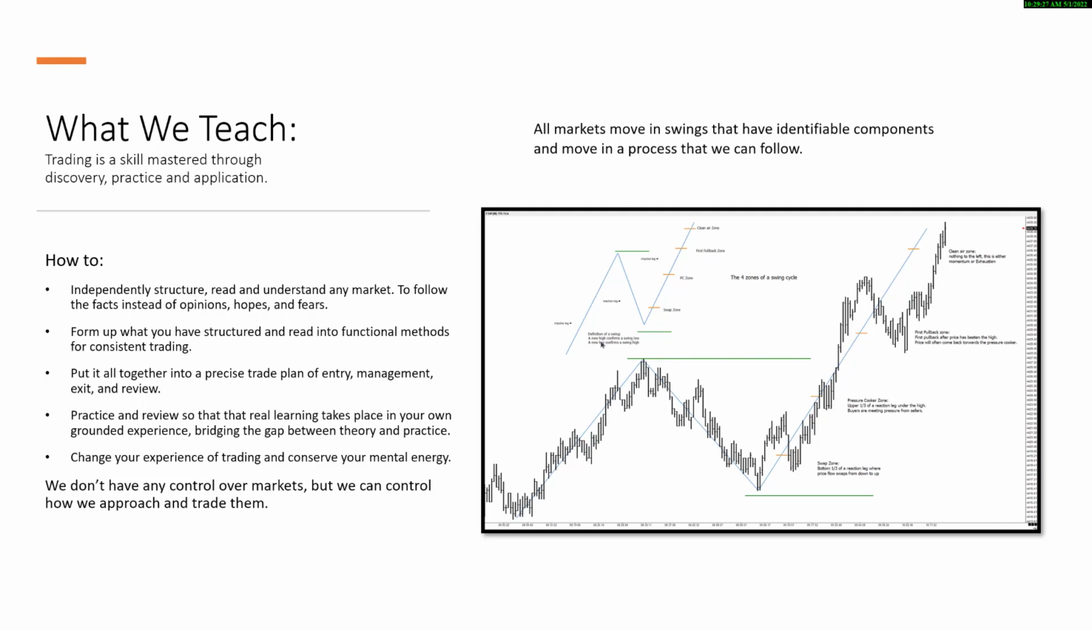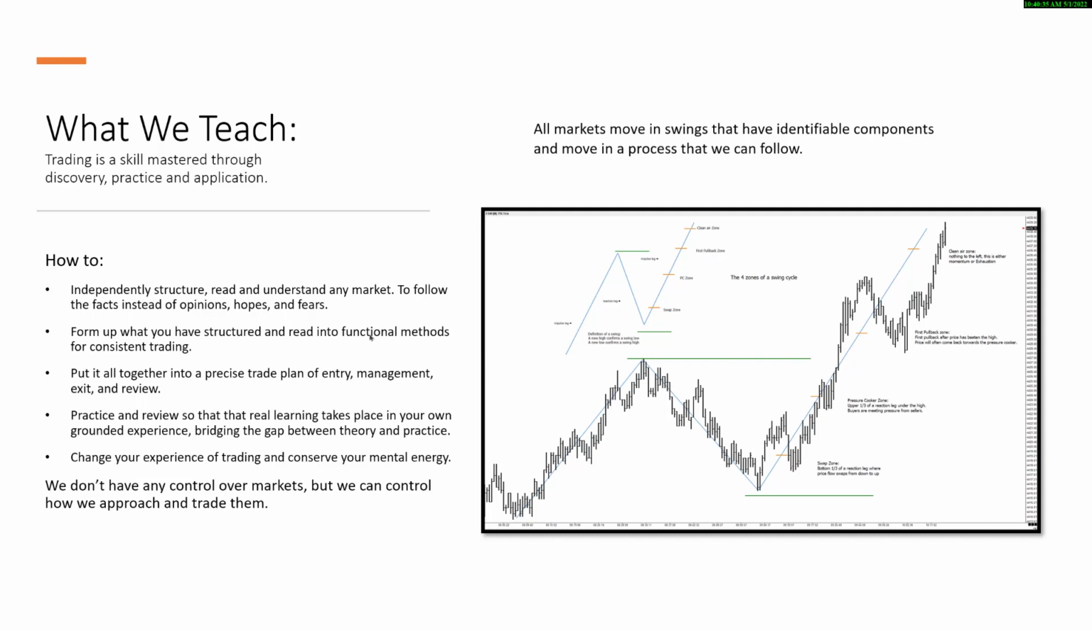There'll be objective definitions. Definition of a swing, a new high, creates a swing low. There'll be definitions of the components that move in process. This will be what you're learning, right? All of the price action components that have to do with price action. How to identify a swing and the phases of that swing. And next, you'll learn to form up what we've structured in price action into functional methods for consistent trading.